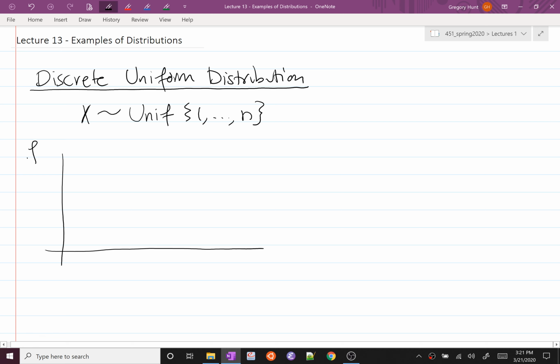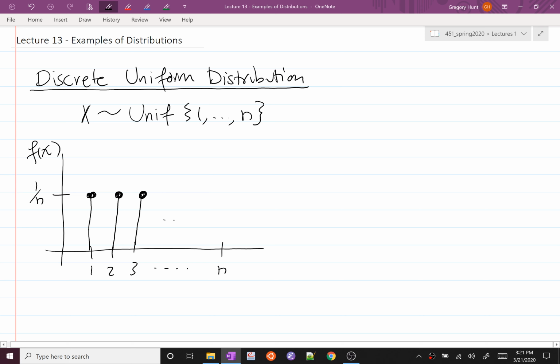So I can draw a picture of the PMF for the discrete uniform distribution. The support is 1, 2, 3, all the way up to n. If each of these n values has equal, uniform probability of occurring, then the mass at each of these should be 1 over n. So our PMF looks like this.